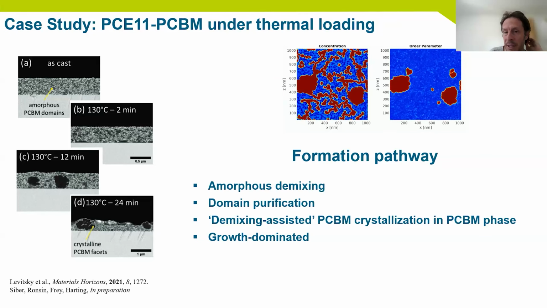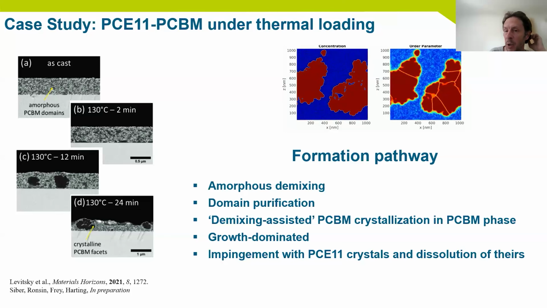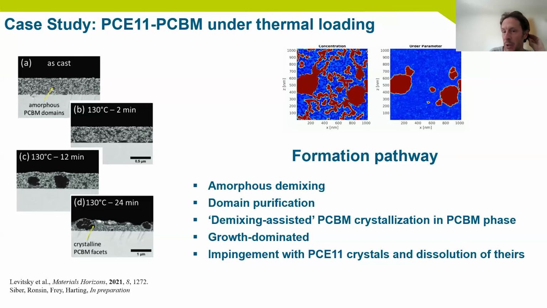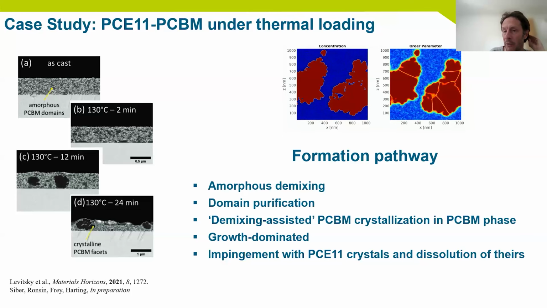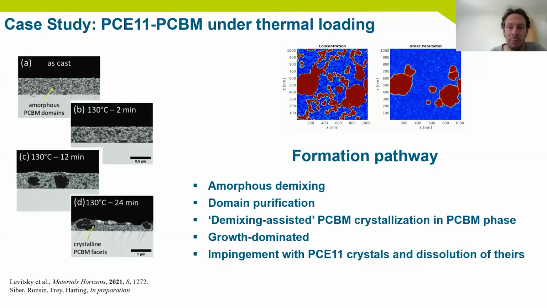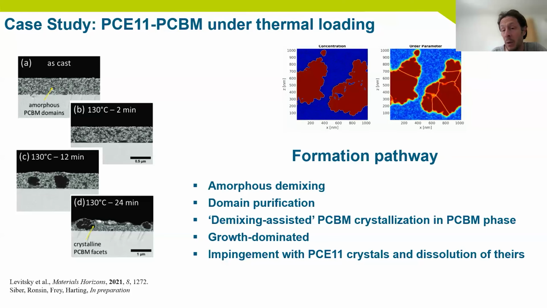And growing crystals of PCBM at some point impinge with the PCE11 crystals, and that's the reason for this rough surface. But the PCE11 crystals dissolve at some point because of surface tension effects, and this is why the PCBM crystals, however, grow roughly roundish. So you see, this is a much more complex situation as compared to the first one. And all this is depending on the material parameters, and you have to perfectly know them if you really want to properly describe the reality.